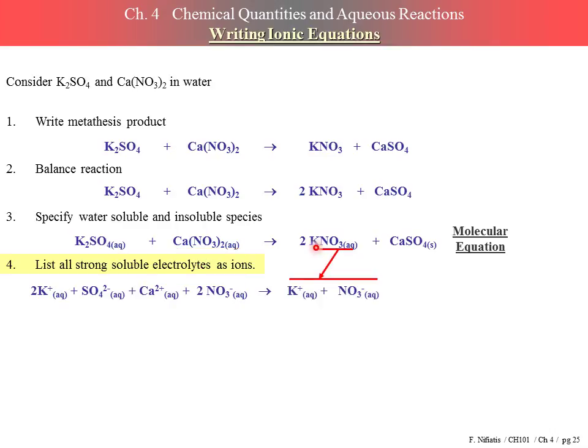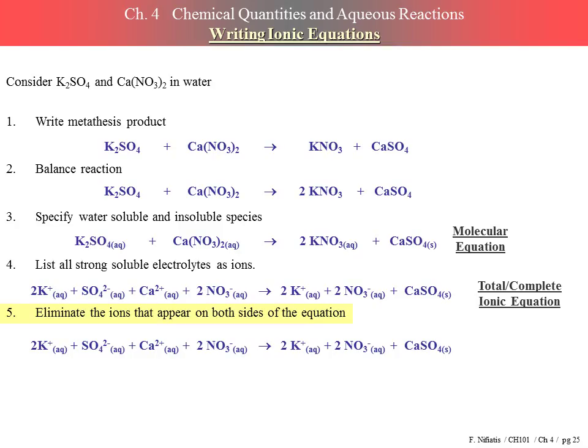This one here, each unit has one potassium and one nitrate. Here it is. However, we have two units. So in front of here, I'm going to put a 2 here and a 2 here. The subscript refers to the nitrate. The subscript here refers both to the potassium and to the nitrate. The last one. This is water insoluble, so it's going to stay as it is. I am not going to break it into ions. Here it is. This reaction is called the total or the complete ionic equation.